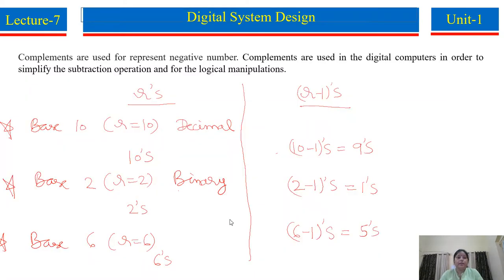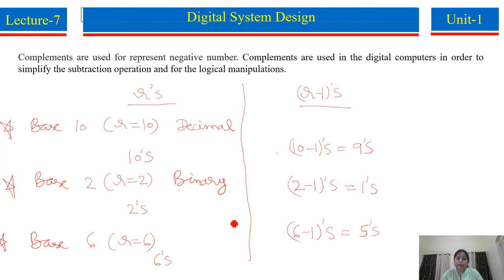First of all, what is the purpose of complement? So complements are basically used for representing the negative number. Means with the help of complements, you simplify the subtraction operation. So always remember, complements are used for representing the negative number. Here I will discuss two types of complement, that is r's complement and r minus 1's complement.